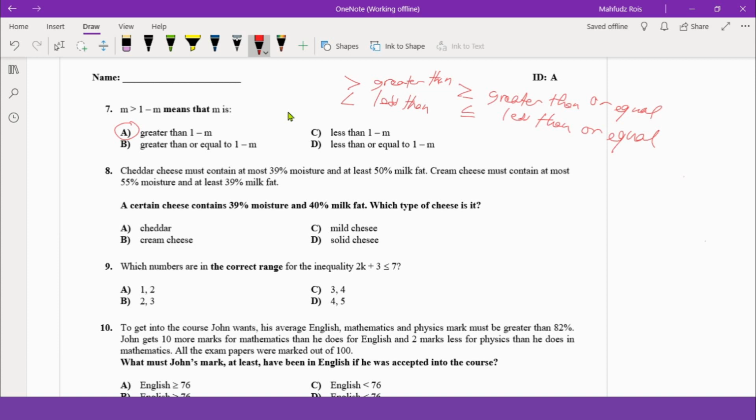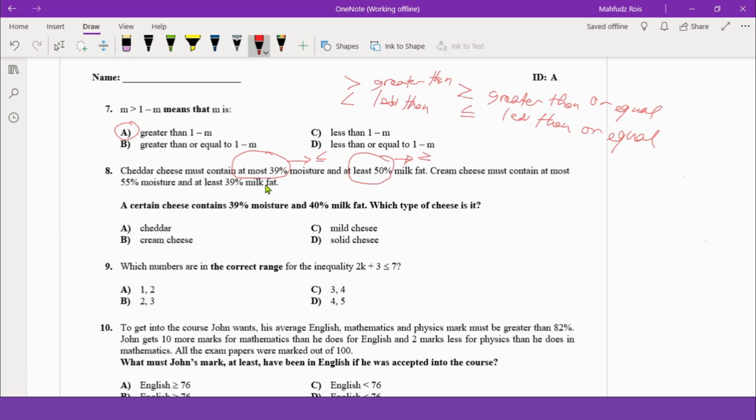Okay, number 8, cheddar cheese must contain at most, remember, at most is maximum. Remember, maximum in inequalities represents less than or equal. Okay, and at least is the reverse, yeah, at least is minimum, it means greater than or equal to 50% here.